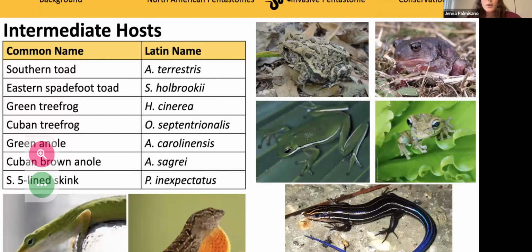Here are the current known intermediate hosts in addition to the tegus, who can serve as an intermediate host and a definitive host. So Madison Harmon, who is a graduate student at the University of Florida, has done a lot of research on pentastomes and tegus and found that they can support larval growth as well as reproductive adults. And on the Wakelet, there's a link to her ResearchGate, and she's done a lot of presentations on her research. So go check that out if you're interested in how pentastomes and other parasites are infecting tegus.